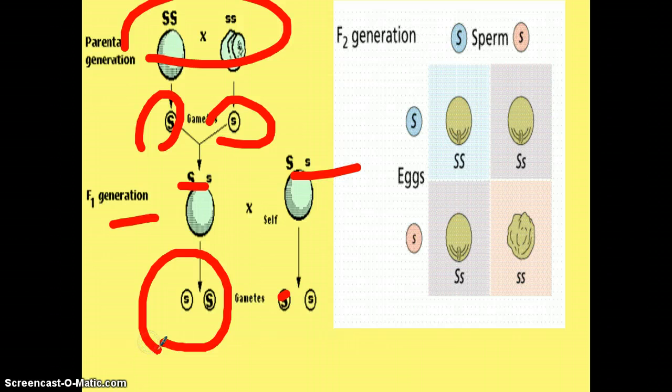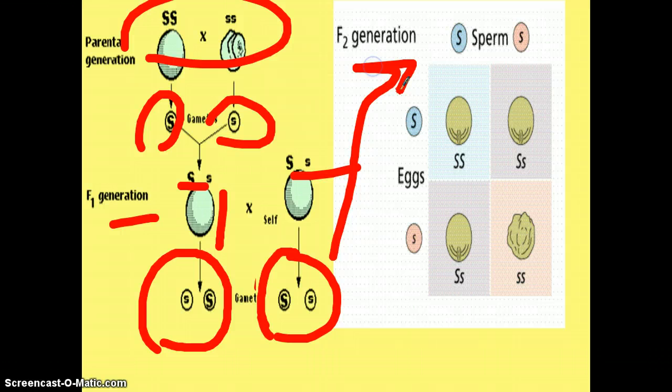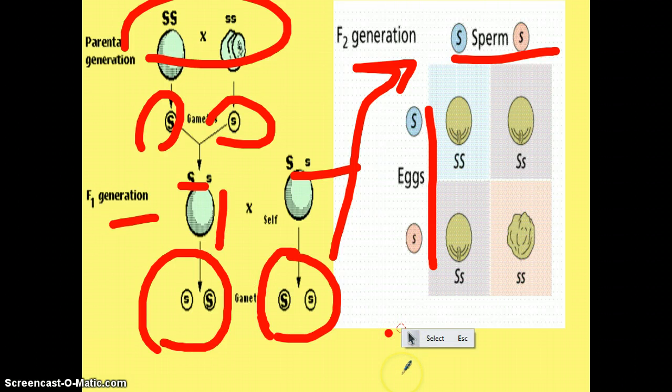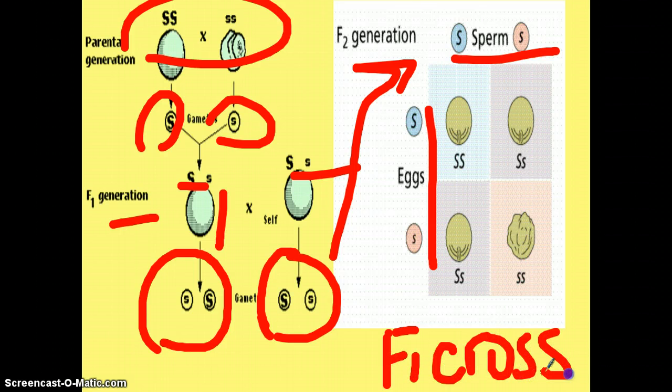This is the possible gamete combinations for this offspring, and this is the possible gamete formation for the other offspring, which is the same because they're both heterozygous. What shows to be different is when they cross. So this is a heterozygous with a heterozygous, which we know is called what kind of cross? F1 cross. And the offspring is called F2.